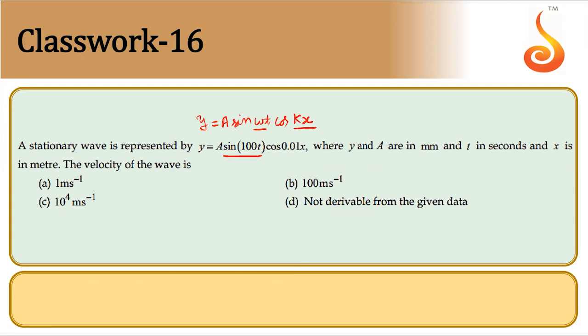So comparing these two, you get omega is equal to 100, k is equal to 0.01. So speed of wave, or velocity of wave, v is omega by k, that is 100 by 0.01. See, x is in meters, so k should be in 1 by meter. So no need to convert anything. Only y and a in millimeters doesn't matter. So 100 by 0.01 is 10 to the power 4. Should be option C.